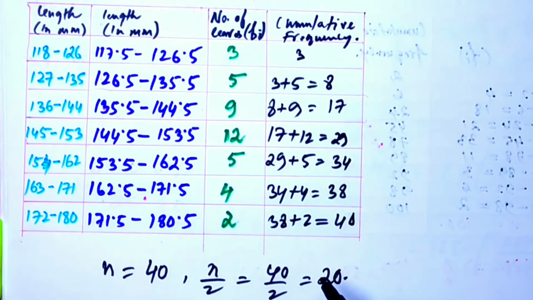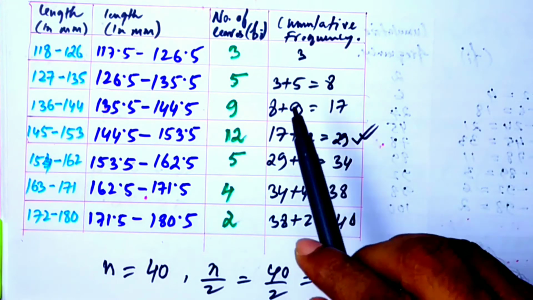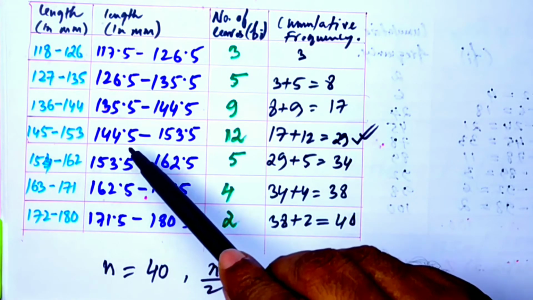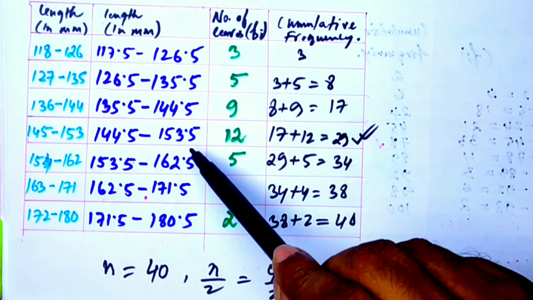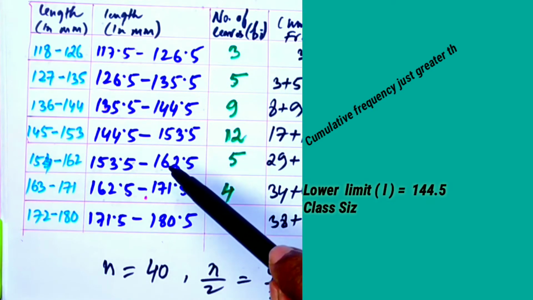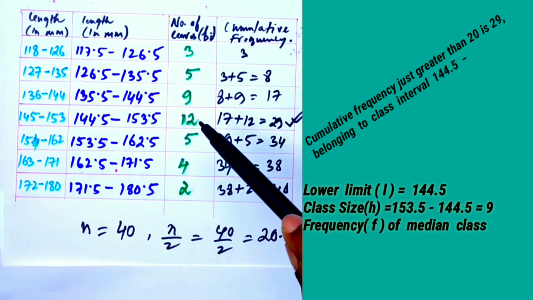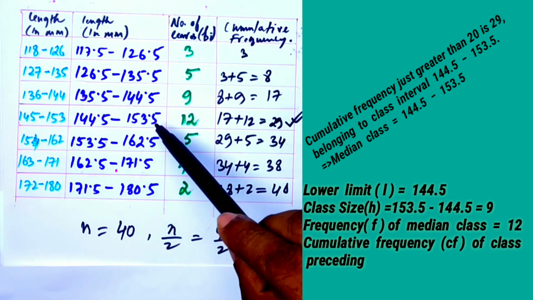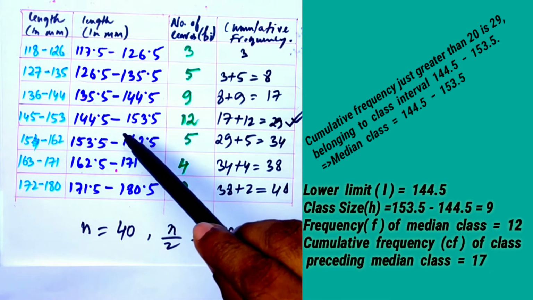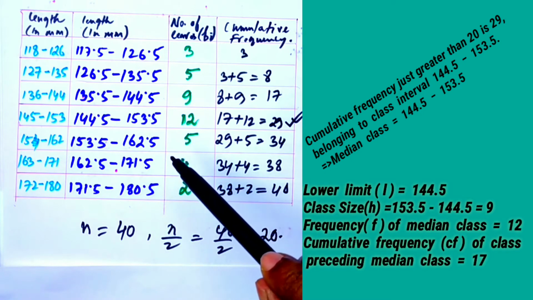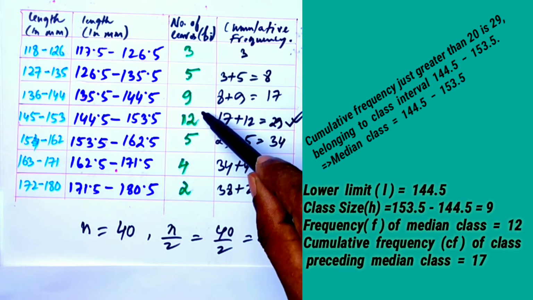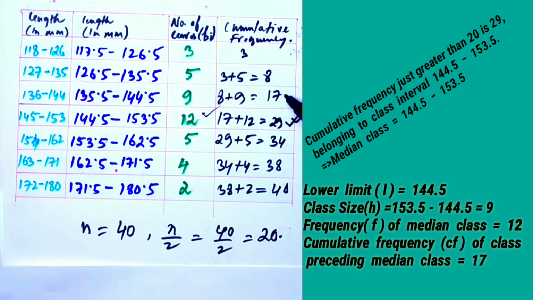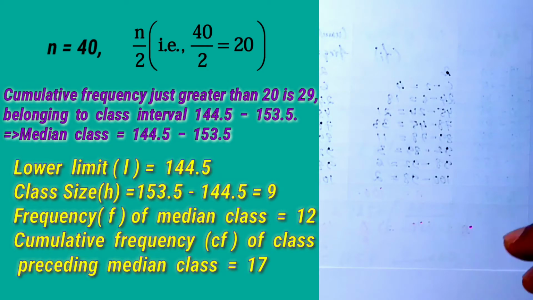The cumulative frequency just greater than 20 is 29, belonging to the class interval 144.5 to 153.5. So our lower limit is 144.5 and the class size is 153.5 minus 144.5, which is 9. The frequency of the median class is 12. The cumulative frequency of the preceding class is 17. So we use these values in the formula to calculate the median.